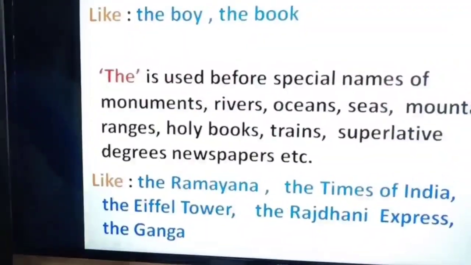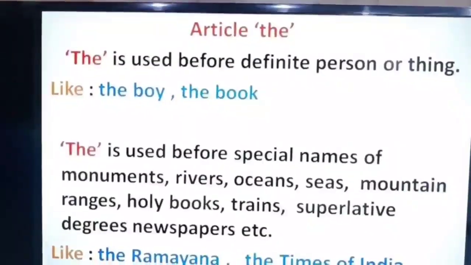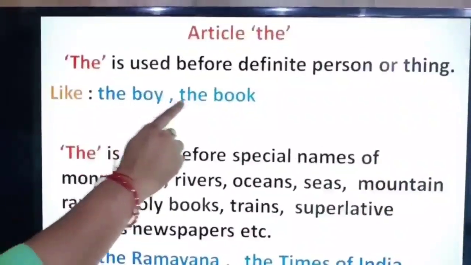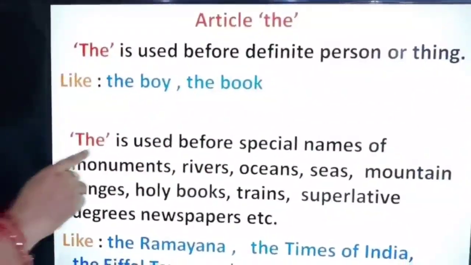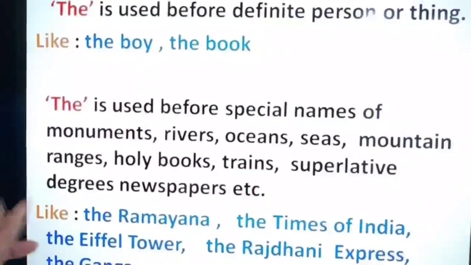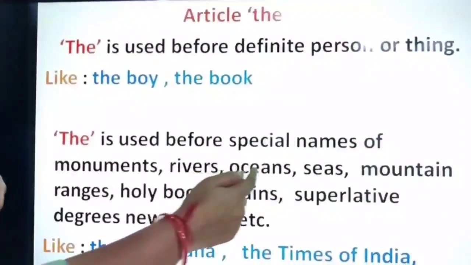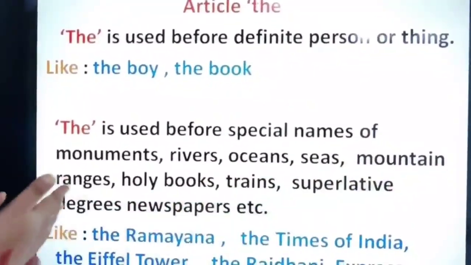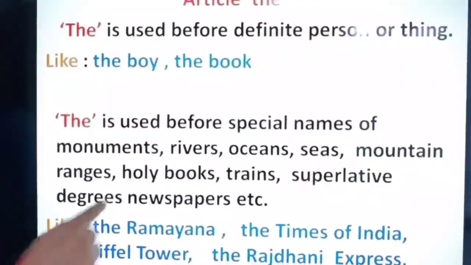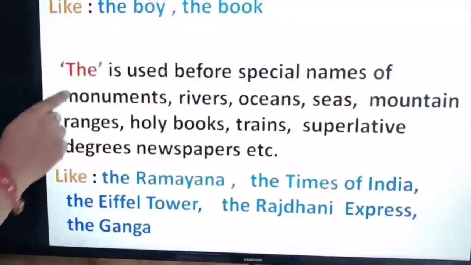Now we'll go for another article, that is the. The is the article which is used for a definite person or thing about whom we are talking, like the boy, the book, right? The is also used for special names. A special name could be of any monument, which means any historical building, any river, oceans, seas, mountain ranges, holy books, trains, superlative degrees, which we will discuss later on, and newspapers. If any special name is there, with that also we use the article the.